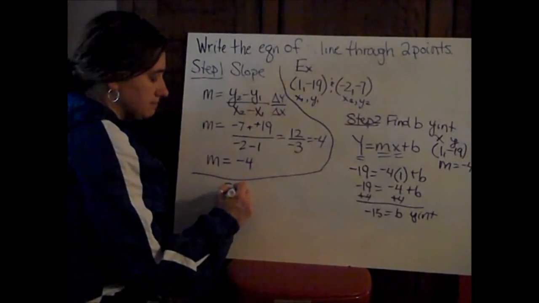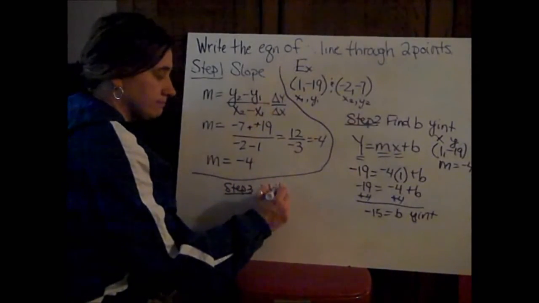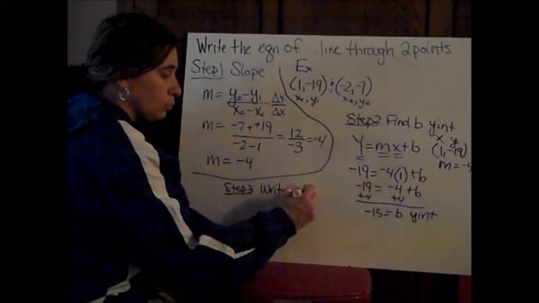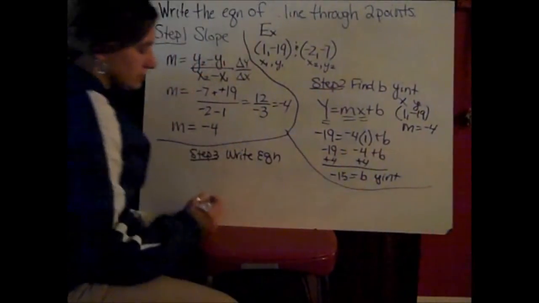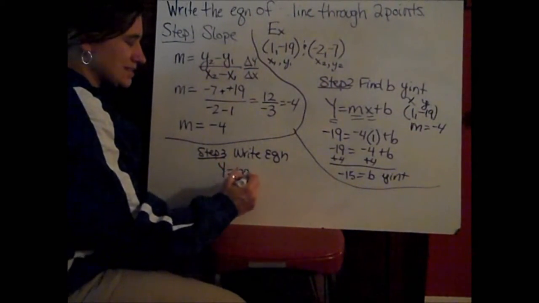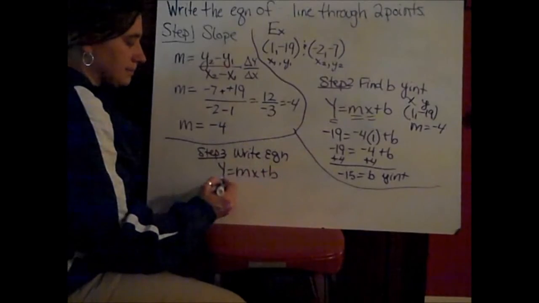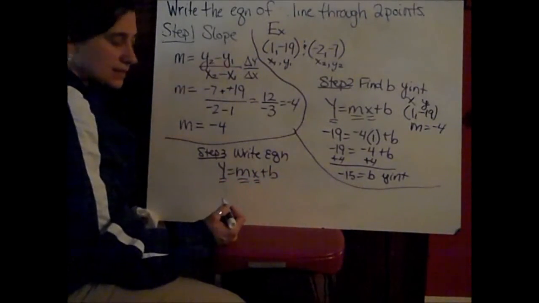Step 3 is write your equation. We're going to go back to that y equals mx plus b. That's step 2. We have y equals mx plus b. This time we're going to replace these things.